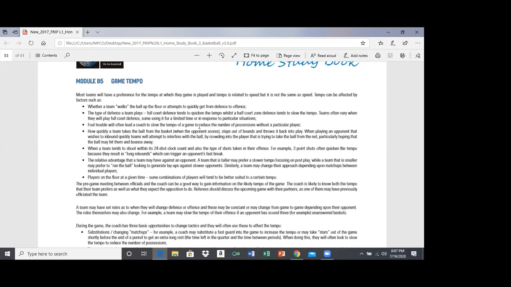Teams often vary when they will play full court defense, some using it for a limited time or in response to a particular situation. When I coached a game many, many moons ago, one of the things with respect to defense is, if a team threw a full court press on me to reduce my tempo, I would respond in kind. And normally that would disrupt them. Like, hey, what is this guy doing here? So that was one of my strategies. I don't know if we have some coaches out there, they may want to employ that strategy.